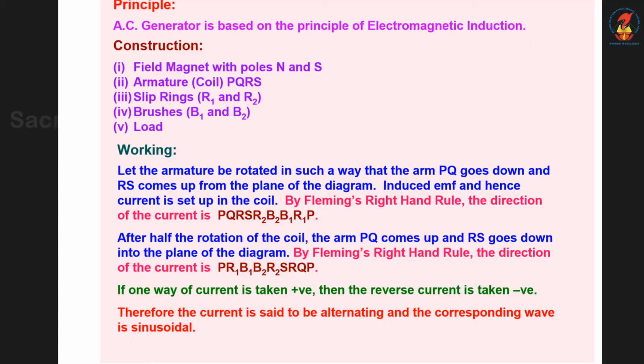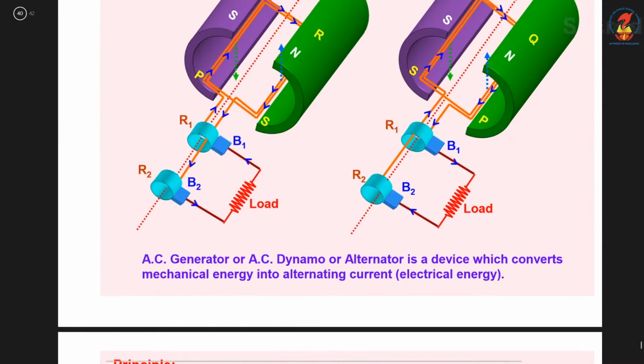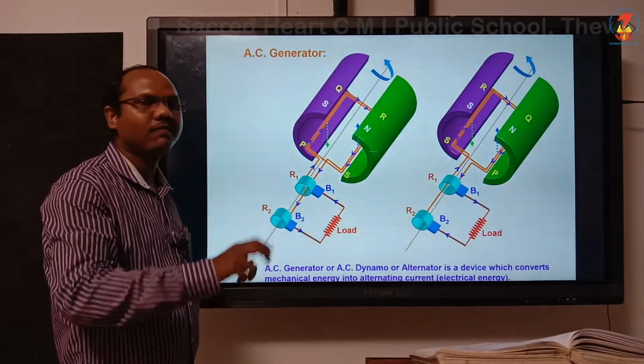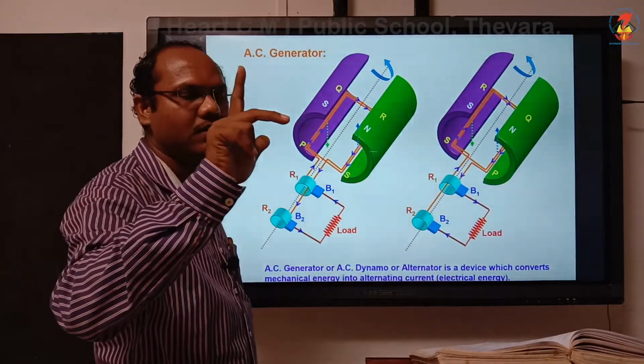The armature is rotated in such a way that the arm PQ goes down and RS moves up. The induced current is set up in the coil, and by Fleming's right hand rule, the direction of current is from P to Q, R, S, R2, B2, B1, R1 and back to P. I'll just tell you how it happens. Look at the first figure. As I told, PQ moves downward, so we use Fleming's right hand rule.